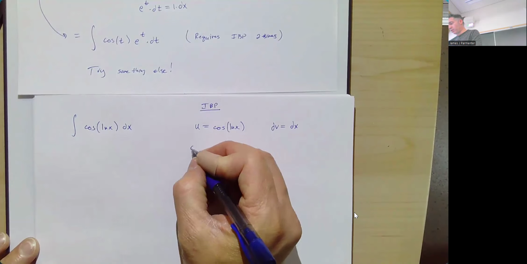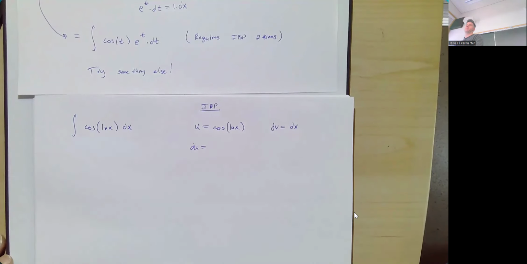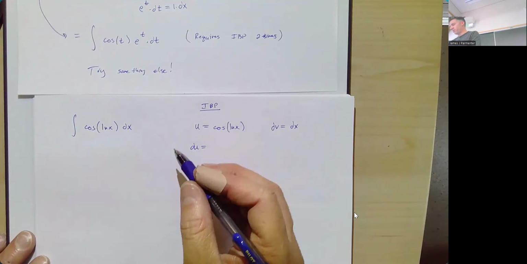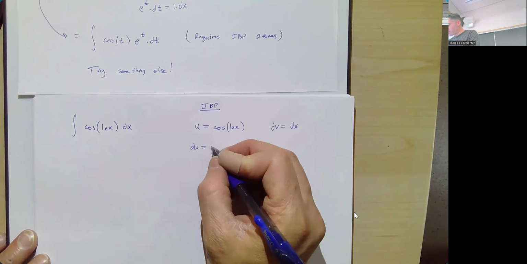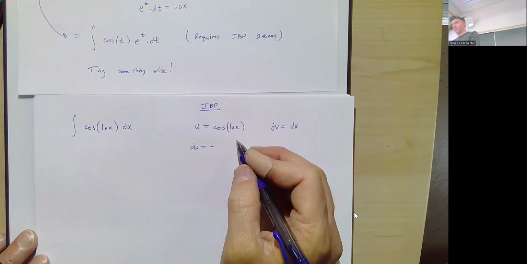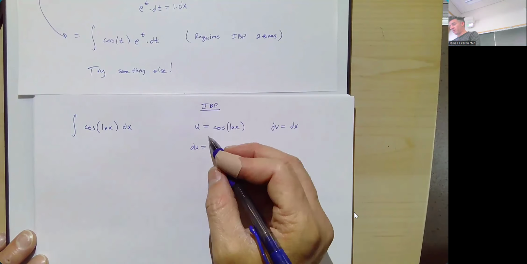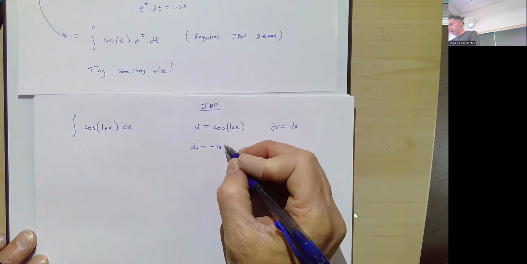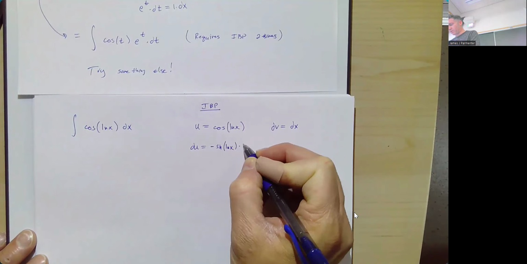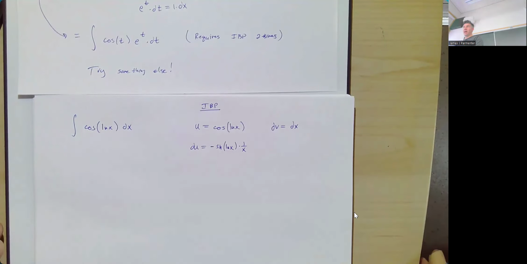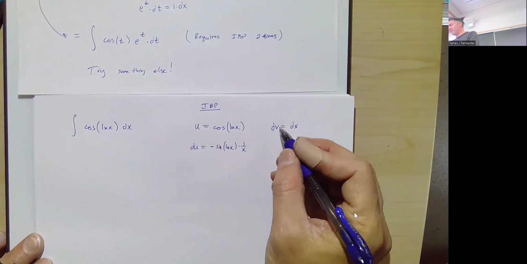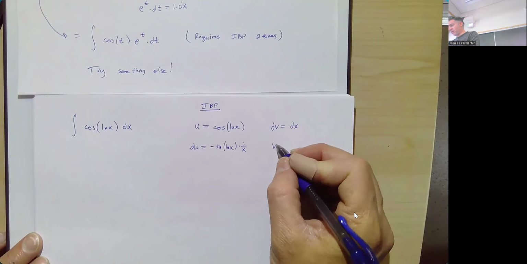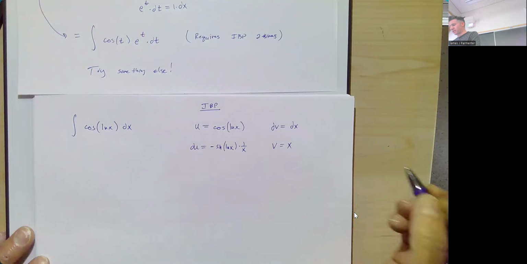And then we go through our usual motions, I think was what I was trying to say. Derivative of cosine of natural log of x, you have to use the chain rule. Derivative of cosine of some stuff is negative sine of your stuff times the derivative of your stuff. So negative sine of the natural log of x times 1 over x. And then the antiderivative, dv here, v is going to be 1 times x.